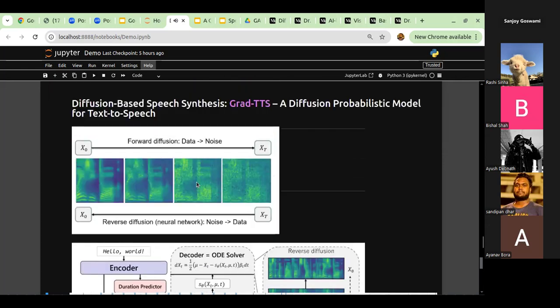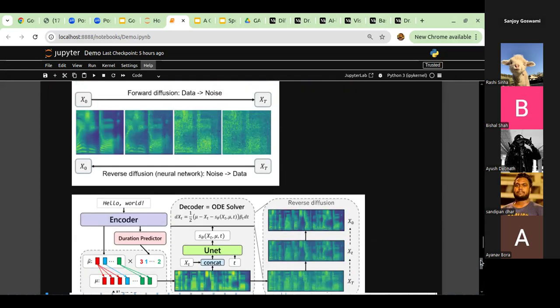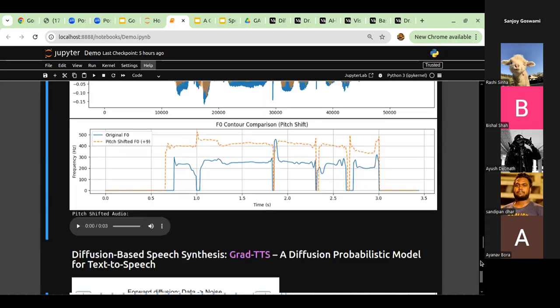Now I have shifted the pitch more. This time I have raised the pitch. If you take the pitch of a child, it's a child voice. If you make the pitch very high, it seems like a very female-like sound. If you make the pitch very low, it seems like a very male-like voice.